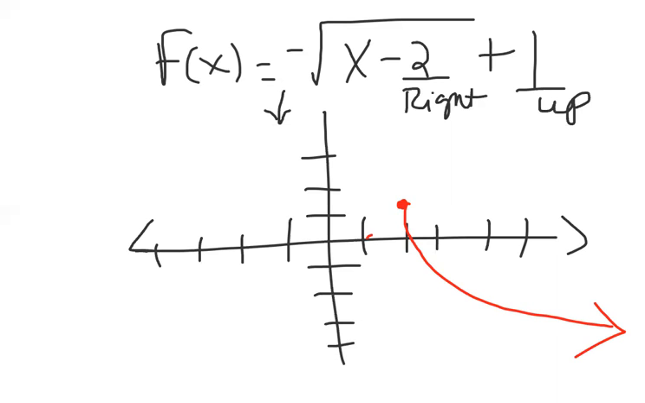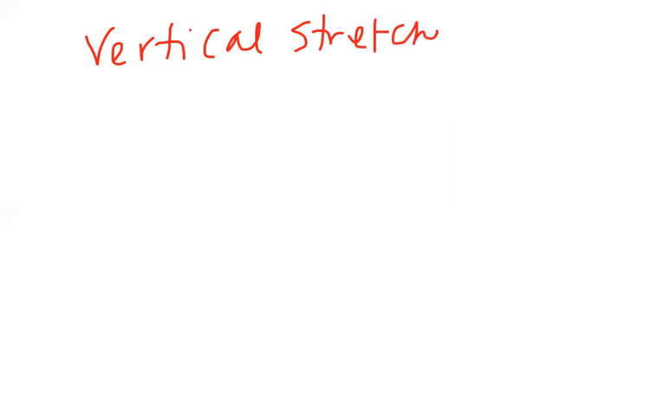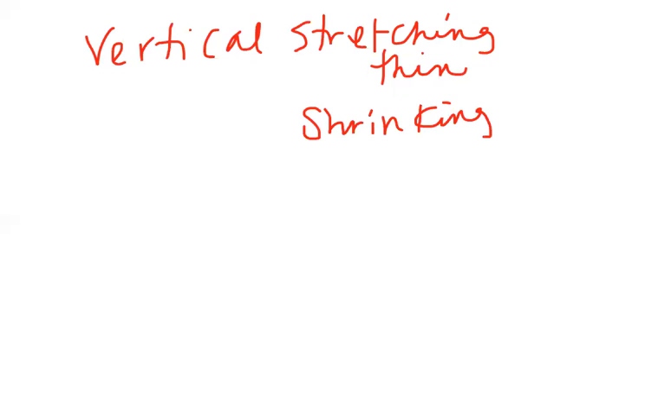Okay, so let me just say this. There's also a vertical stretching. And by the way, when the graph is stretching, it looks very thin. It gets closer to the y-axis. And then there's a vertical shrinking. When the graph is shrinking, it looks like a wide graph. It's getting closer and closer to the x-axis.